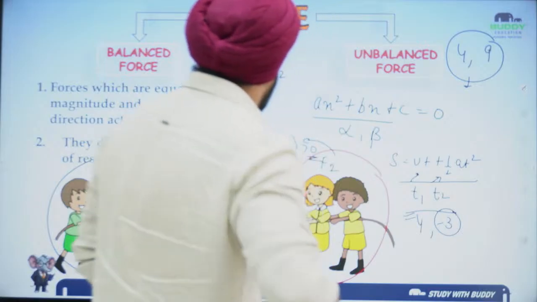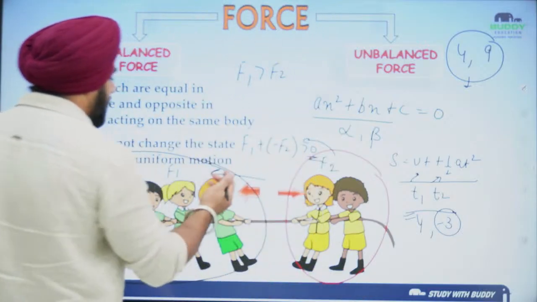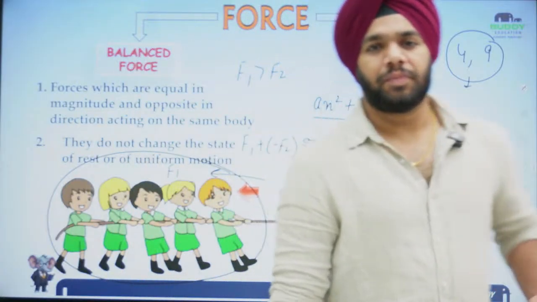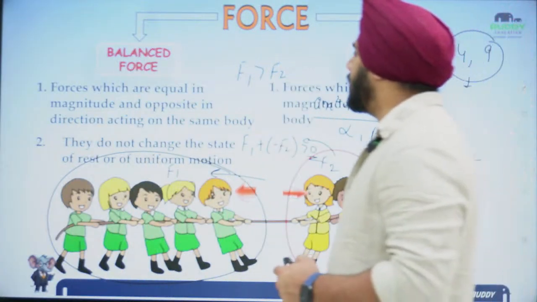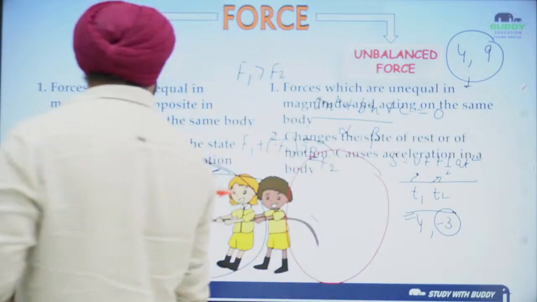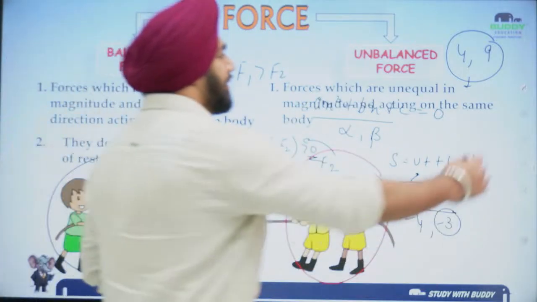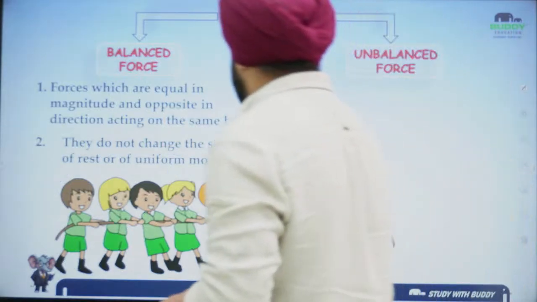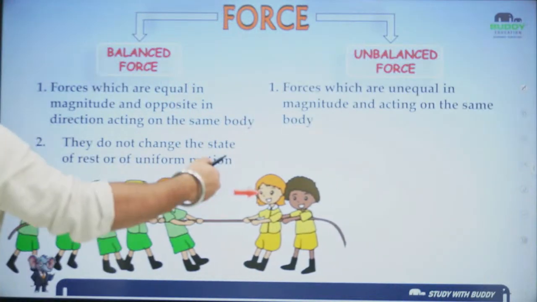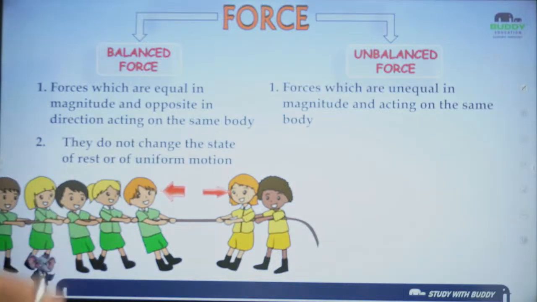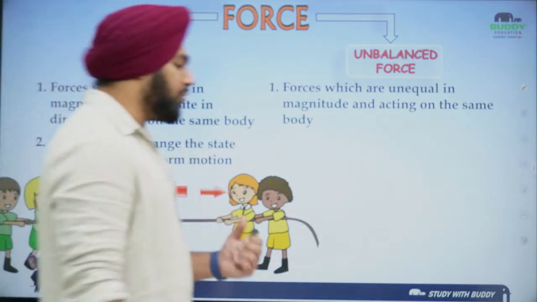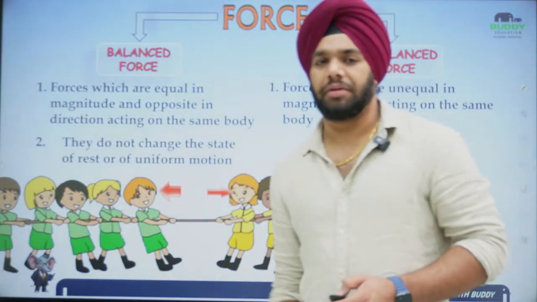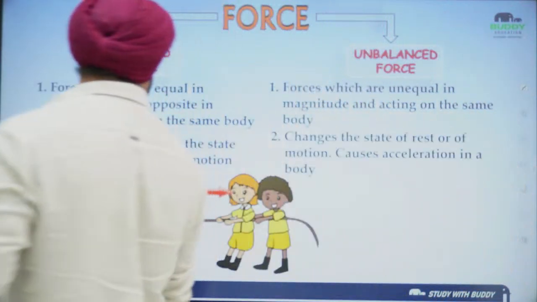So this is unbalanced force. Here F1 is more than F2. Clear? Now coming to the next topic. You can clearly see, let me erase my annotation, that the green team is exerting more force, therefore they have pulled the yellow team, right?